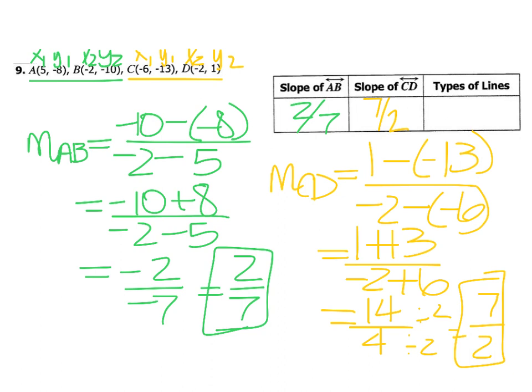While these are reciprocals, they're not negative reciprocals, so we cannot say they are perpendicular. And they're not the same, so we can't say they're parallel. Therefore, this would be a neither. We would say these are neither parallel nor perpendicular.